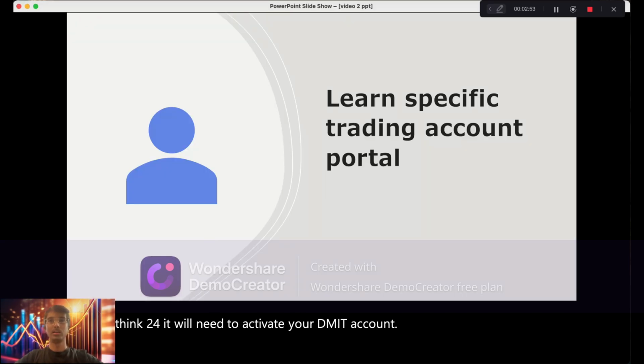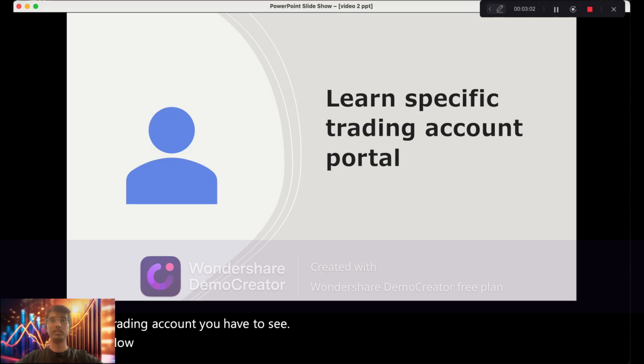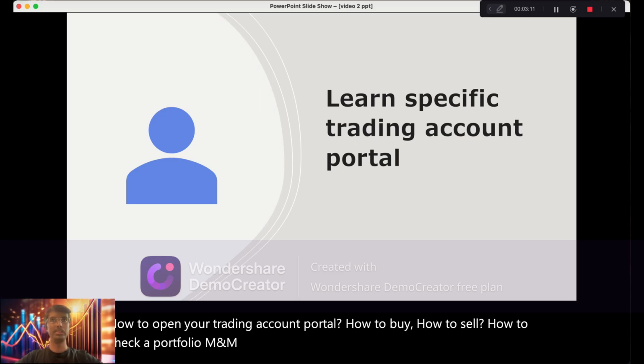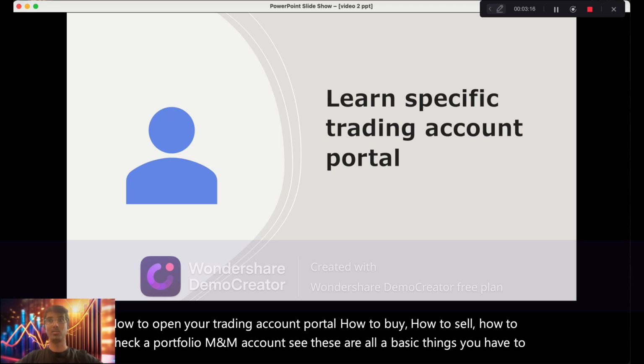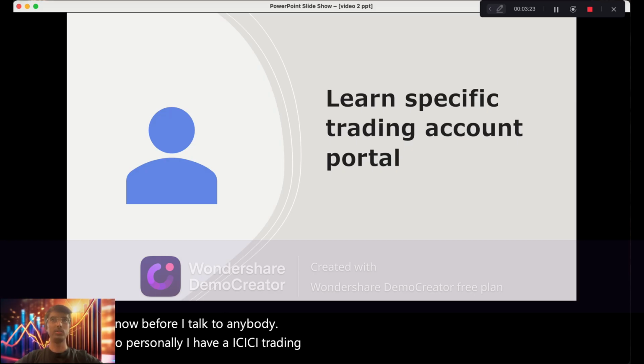Second point, learn a specific trading account portal. After opening your trading account, you have to see how to open your trading account portal, how to buy, how to sell, how to check a portfolio. These are all basic things you have to know before buying any stock. Personally I have an ICICI trading account, a Zerodha trading account and an Abstract trading account.